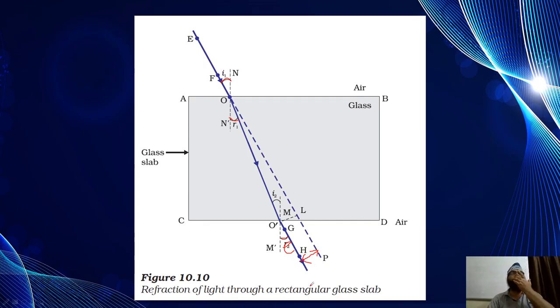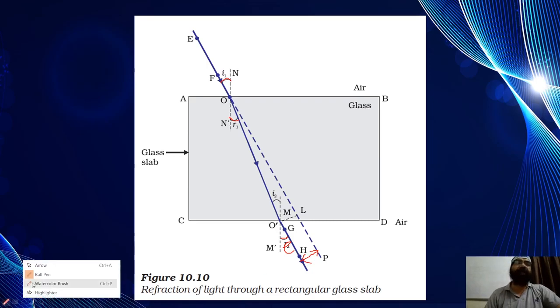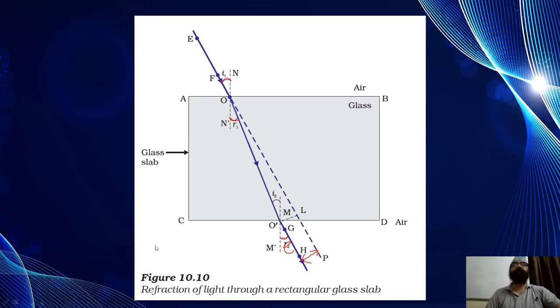You get questions wherein they ask you to draw the diagram or complete the diagram and mark lateral displacement. Okay, so the light, because of refraction, has deviated from its path, and the distance between the incident ray and the emergent ray is known as lateral displacement.